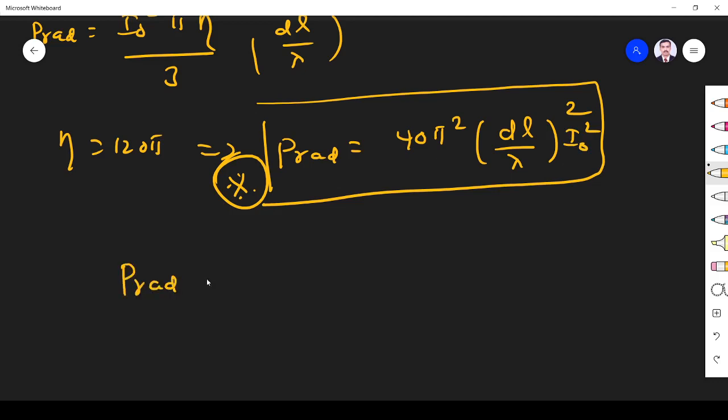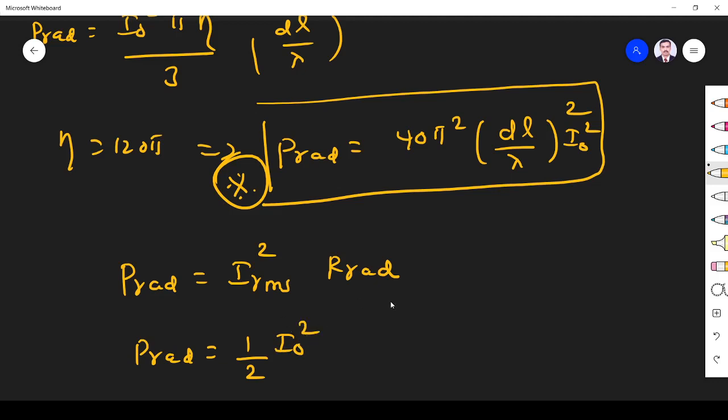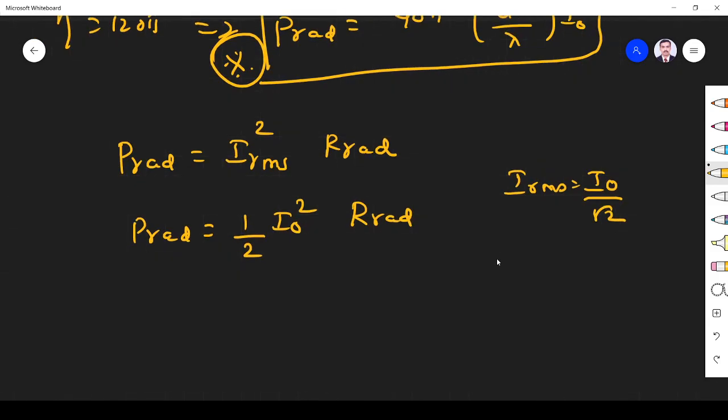Next we find the radiation resistance. We know P radiated is equal to I RMS squared into R radiation. I RMS is 1 by root 2 of the maximum value, and the maximum is I naught, so I RMS equals I naught by root 2.